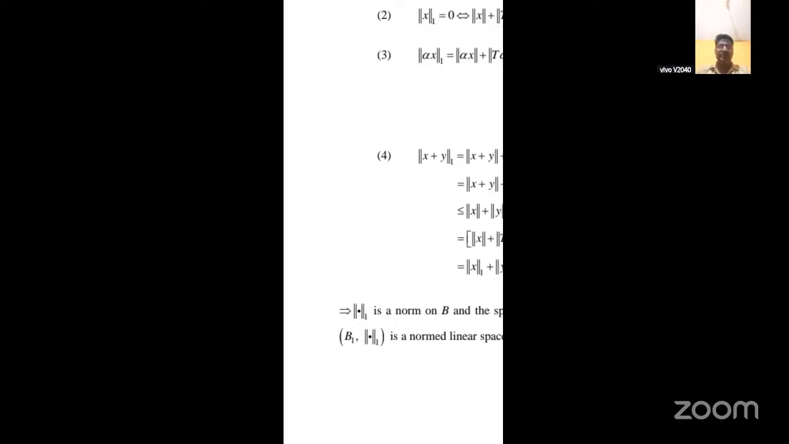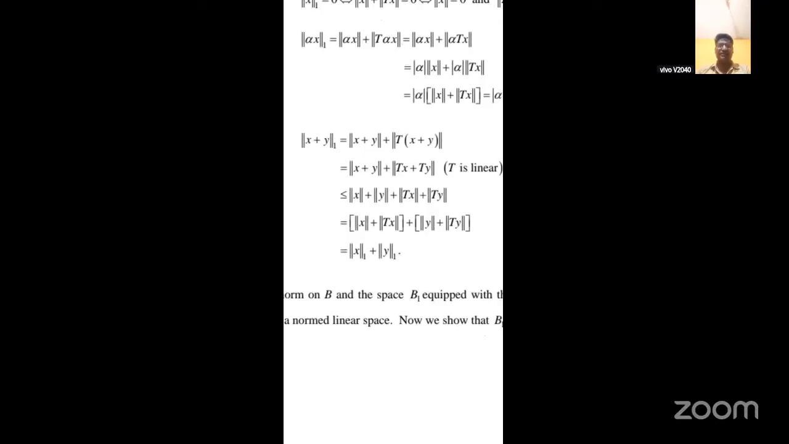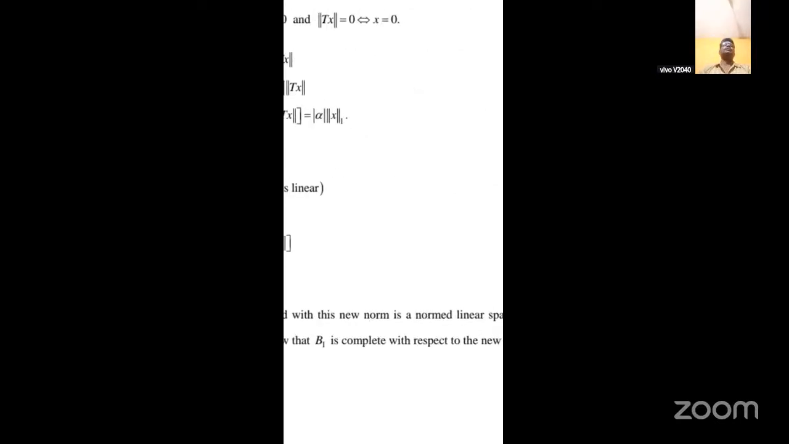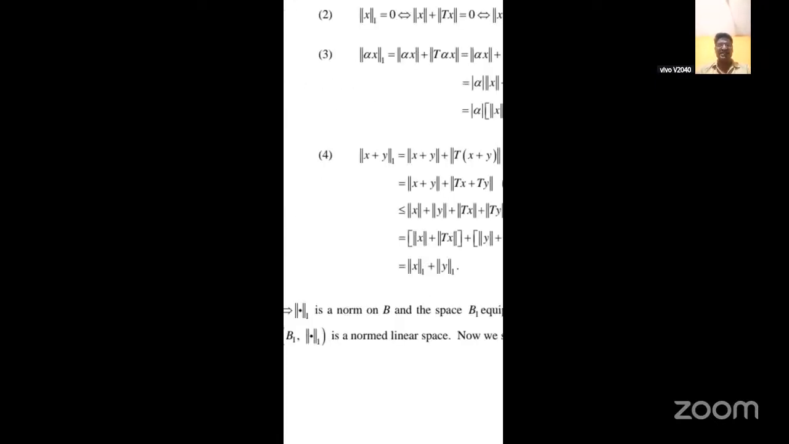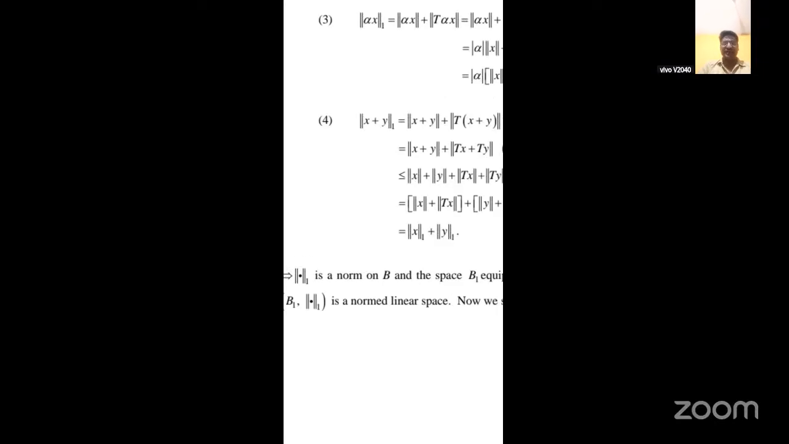Now the new norm is also a norm on the space B1. We defined the new norm, and it is also a normed linear space because all the conditions are verified. Therefore, B1 with the new norm at 1 is a normed linear space.